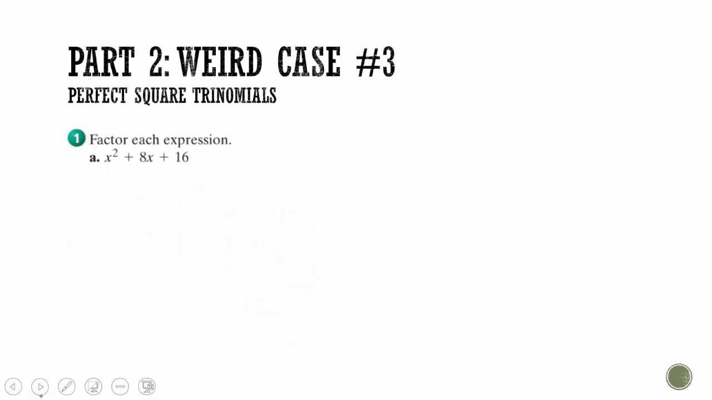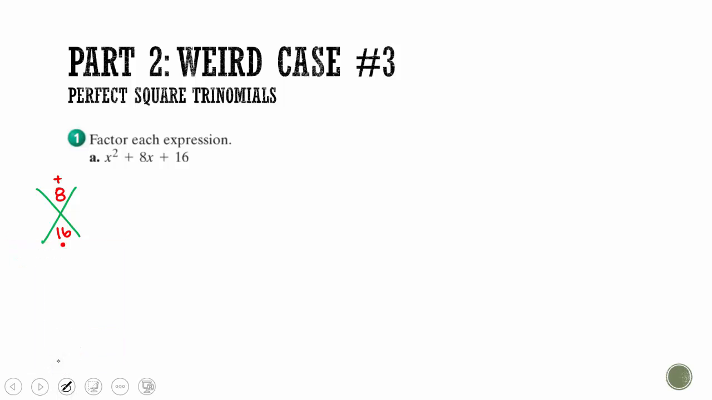All right, last weird one. This is called a perfect square trinomial, and you will see why when we're done. From the look of this, it looks totally normal. You're going to start off the problem exactly the same. You want to ask yourself what two numbers add to make the number in the middle and multiply to make the number on the end.